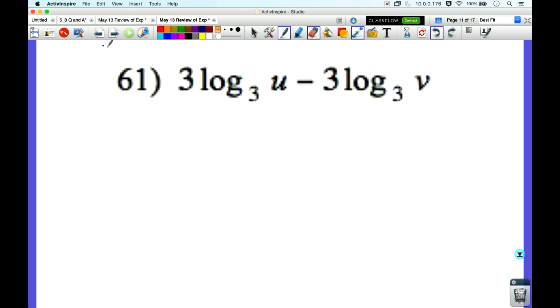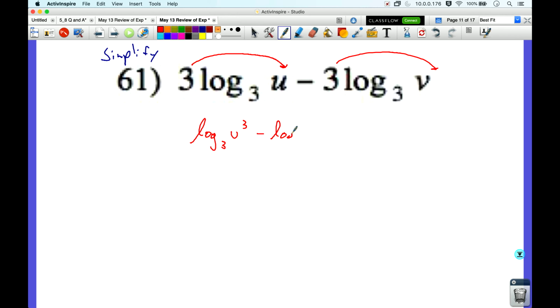This one, we don't have the prompt, but most likely we're being asked to simplify. So that means we're going to use our properties of logarithms. One is that coefficients in front can become exponents. So this can now become log base 3 of u cubed minus log base 3 of v cubed, and then subtraction between two logarithms with the same base can become division within the argument. So just log base 3 of u cubed over v cubed.